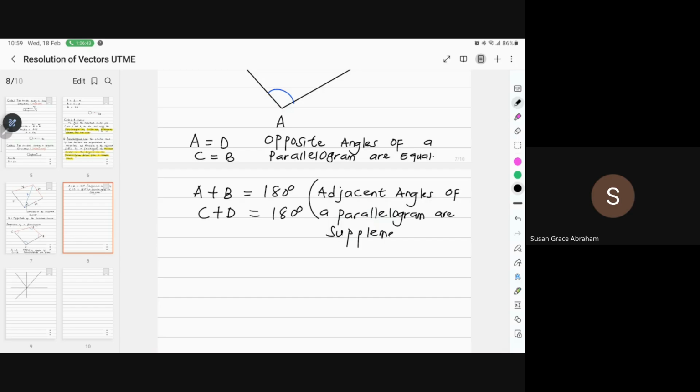When I mean supplementary, I mean that they add up to what? 180 degrees. Does that make sense, guys? Good. So these are the rules that we'll be needing for what we are doing.